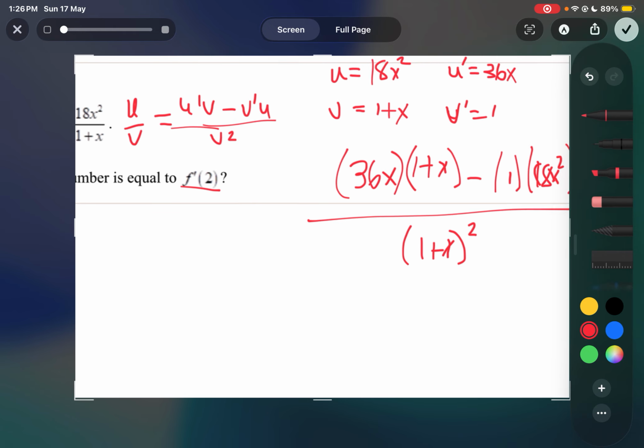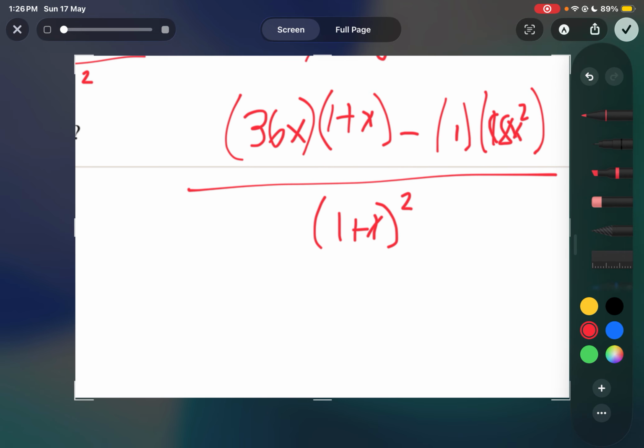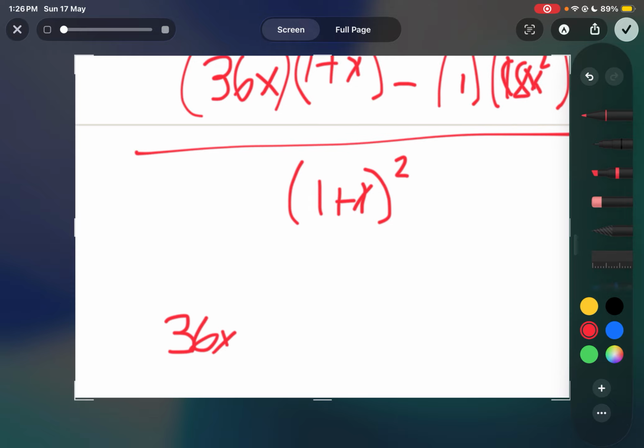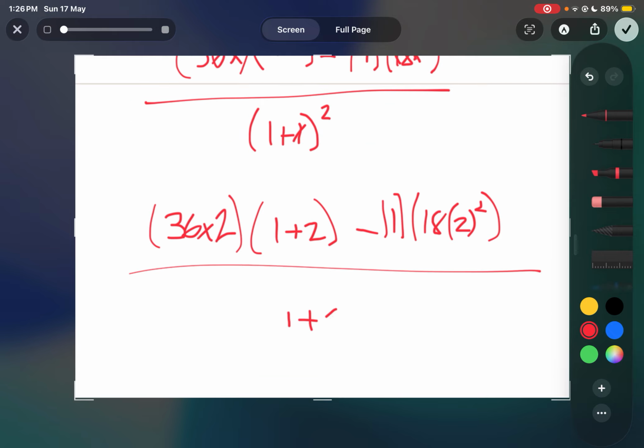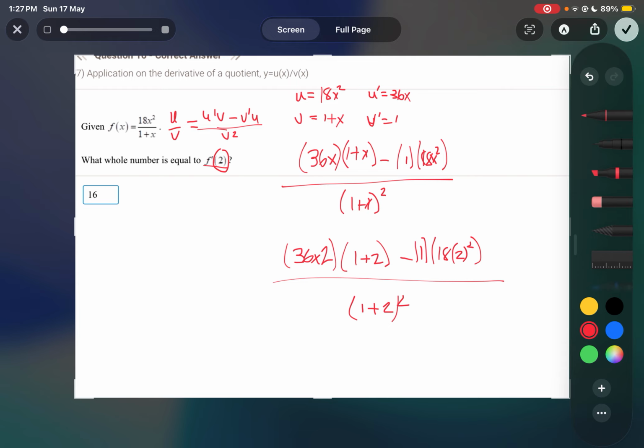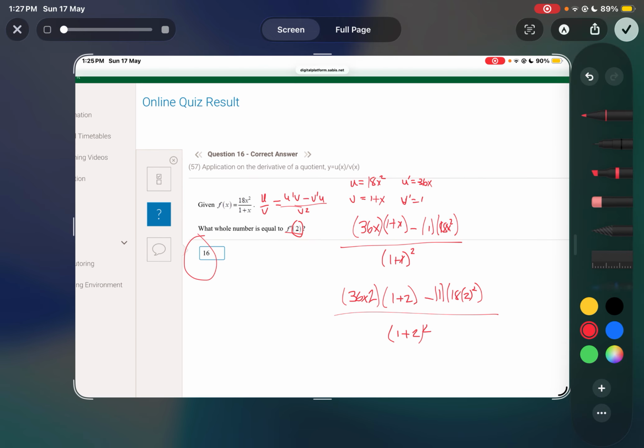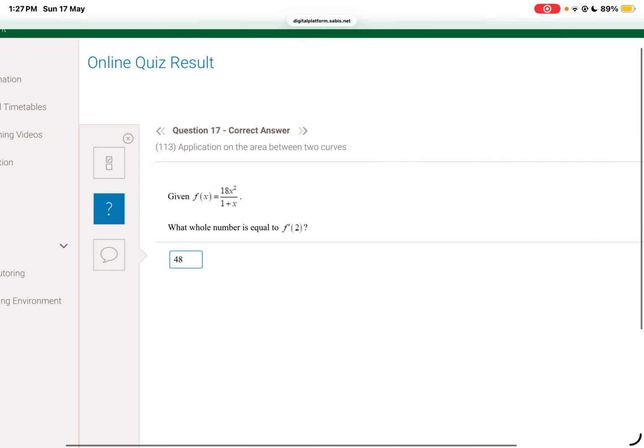Here, instead of solving it and stuff, you just replace x with 2 immediately, okay? So it will be 36 times 2 times 1 plus 2 minus 1 times 18 times 2 squared over 1 plus 2 all squared. You put this on the calculator and you'll get 16. It's very easy. Question number 17.